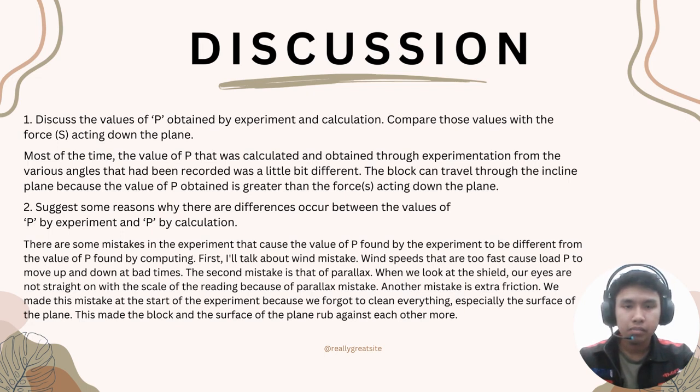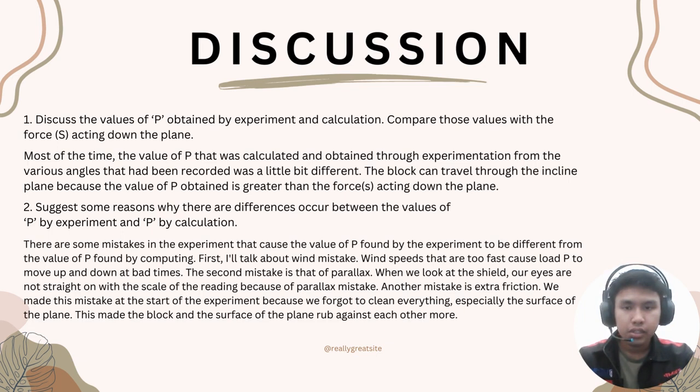For discussion number 2, suggest some reasons why differences occur between the values of P by experiment and P by calculation. There were some mistakes in the experiment that caused the value of P found by experiment to be different from the value found by calculation. First, the wind mistake: wind that is too fast causes the load P to move up and down at bad times. The second mistake is parallax: when we look at the scale, our eyes are not straight with the scale reading.